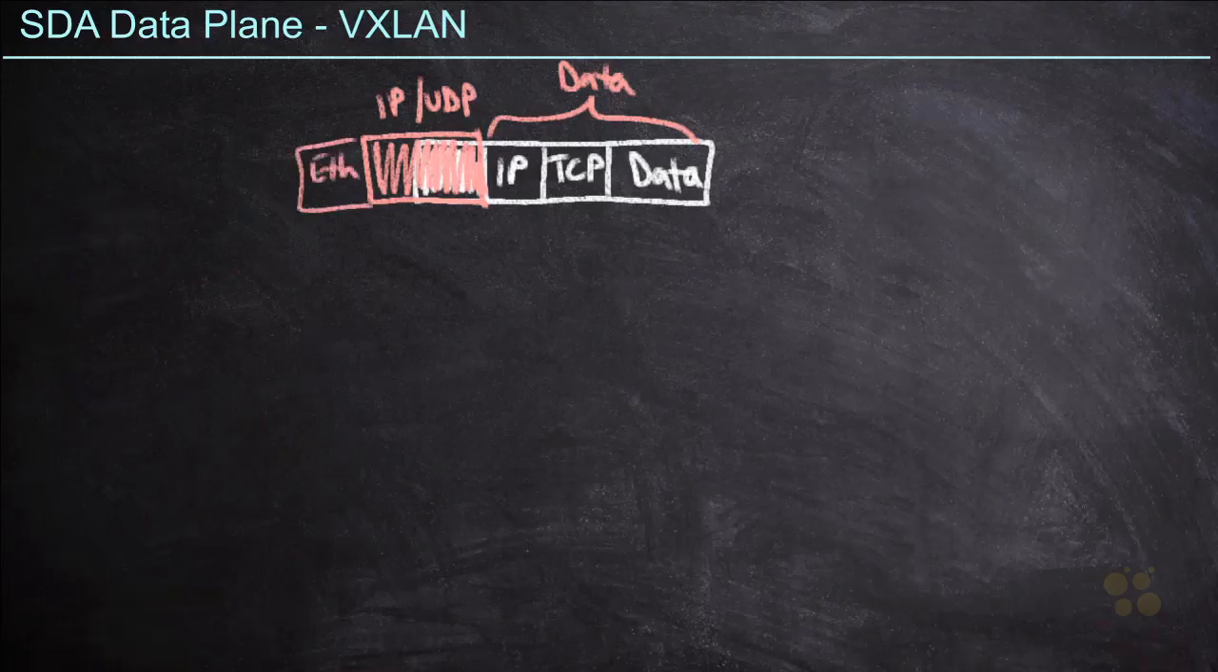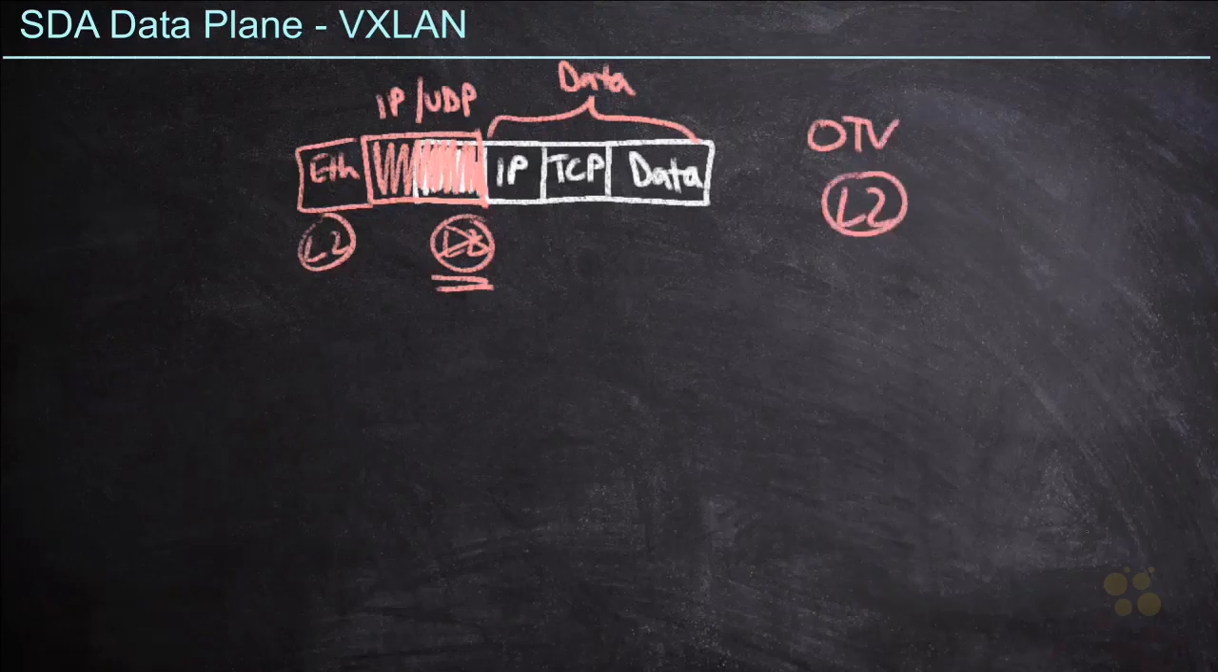So the problem here is that we have replaced the original layer 2 header with a new layer 2 header. And this is why we can't leverage LISP in an SDA space, because we need that original layer 2 header. Now you look at another tunneling protocol like OTV, and OTV is layer 2 only, and that's good, okay, we need layer 2, but it can't do layer 3, it can't do VRFs and such. And so a lot of tunneling mechanisms fall short for what we're trying to accomplish.